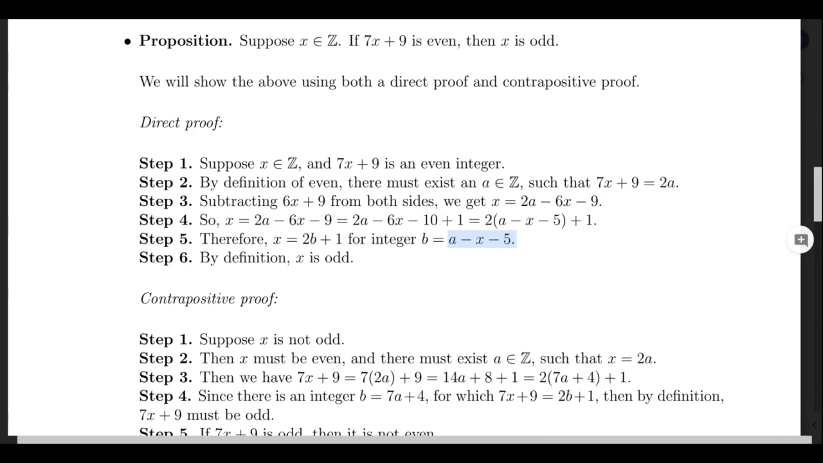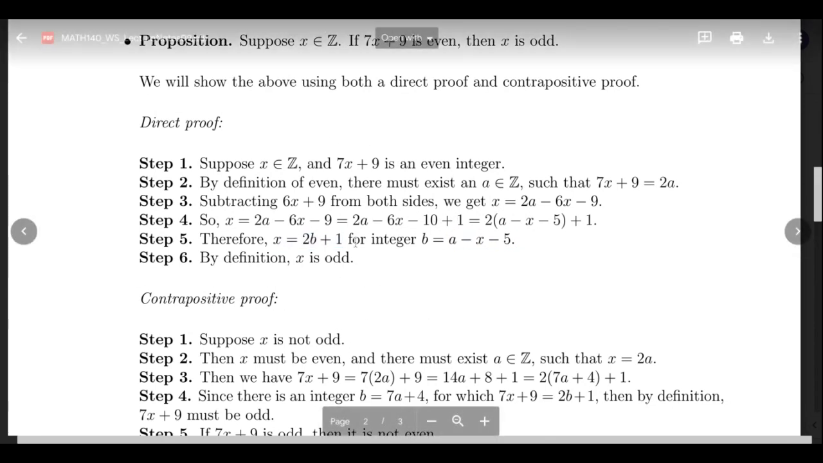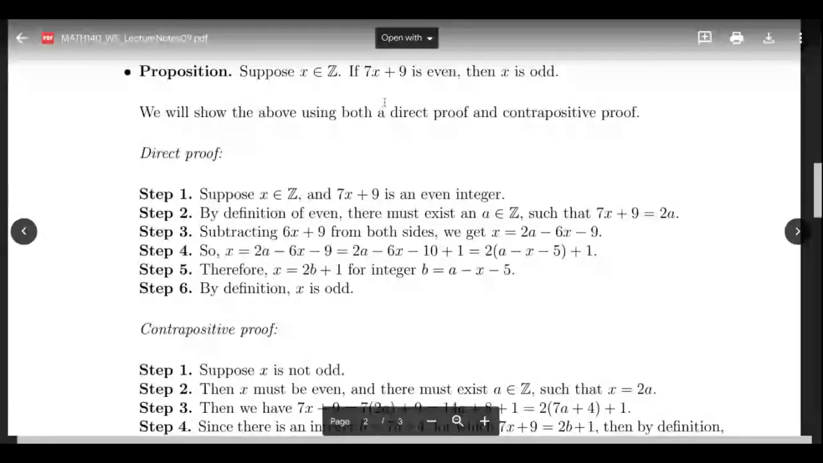So if we can write a number as 2 times an integer plus 1, then by the definition of an odd integer, that proves the number is an odd number. So by definition, x is odd because we're able to write x as 2 times an integer plus 1. Okay, so this is a direct proof. So we start with the assumption of P, then we derive Q.